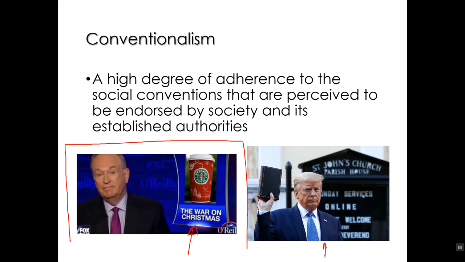Or last summer, we saw President Trump standing with a Bible in front of a church that he never went to, holding a book that he has probably rarely read. But again, he is using symbols of conventional American society: churches and Bibles, Christian churches and Christian Bibles. Again, this high degree that they want to be traditional, they want to be normal, and they want the entire country to be like them and be normal or traditional.